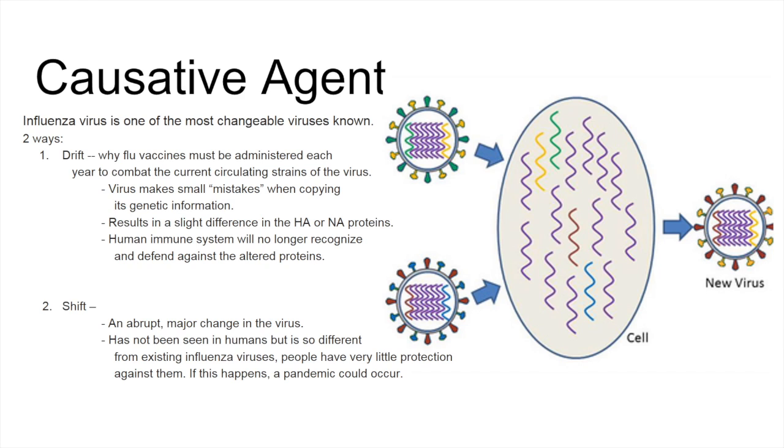Shifting, or antigenic shift, is a quick major change in the virus, which yields a new combination of the HA and NA proteins. These new influenza virus subtypes have not been seen in humans, and because they are so different from existing influenza viruses, we have very little protection against them. When this happens, if it happens, and the newly created subtype can be transmitted easily from one person to another, a pandemic could occur.